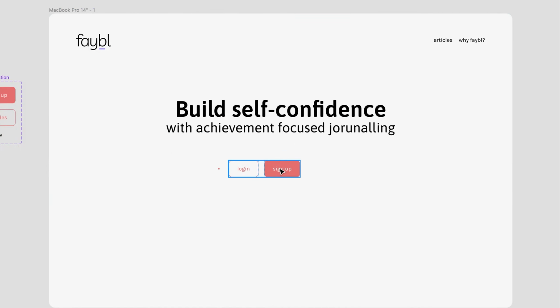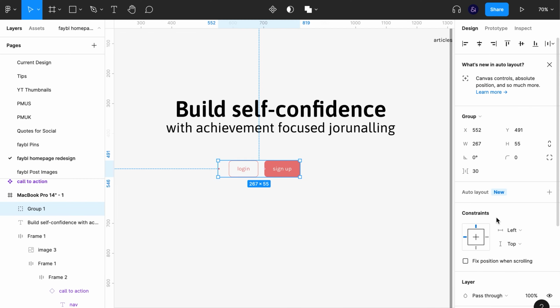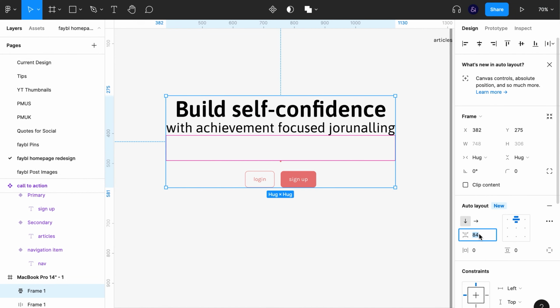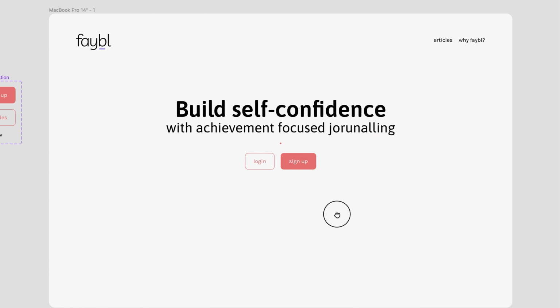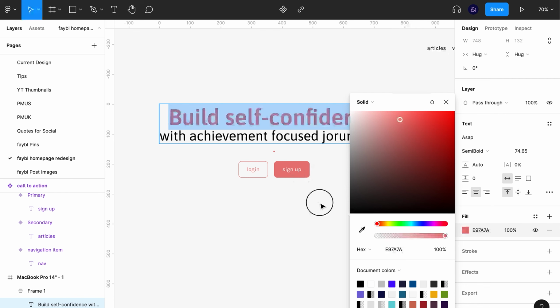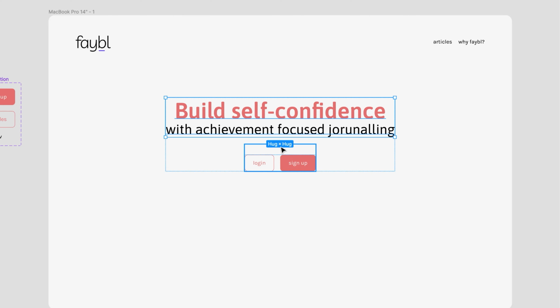And then I had a thought of, okay, well, what would the call to actions look like if they were central to what people were reading, what people were coming to the website for? They're here to build self-confidence, they know they can do that through achievement focused journaling, and I wanted them to read that and then immediately see the call to actions. So I started to experiment what that looks like with this layout.